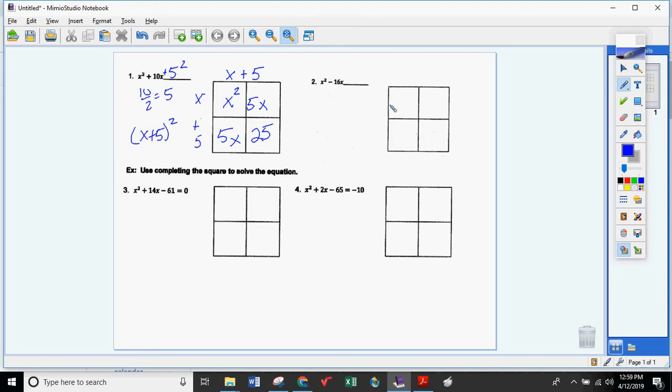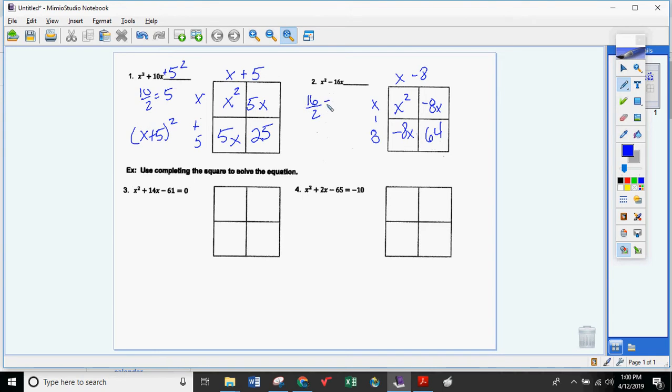So x squared minus 16x, I'm going to put x squared. Now it's a minus 16. So when I split that in half, I'm going to get a negative 8 and a negative 8. So this becomes x minus 8, and then I do the multiplication. x times x is x squared, x times negative 8 is negative 8x, x times x is x squared, x times negative 8 is negative 8x, and then negative 8 times negative 8 is positive 64.